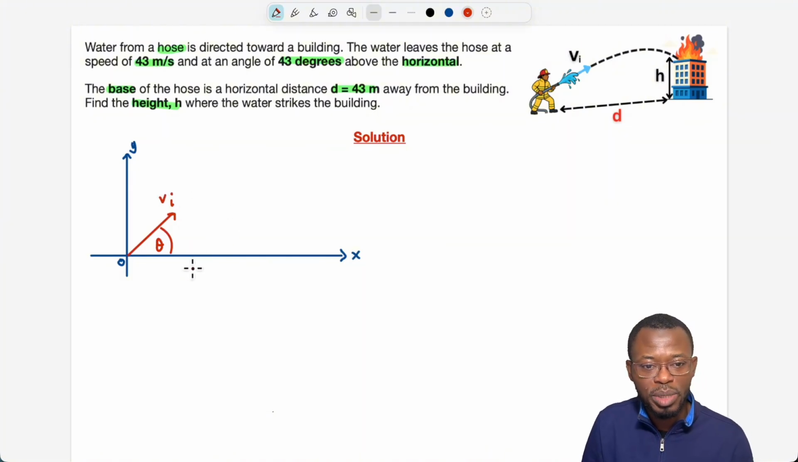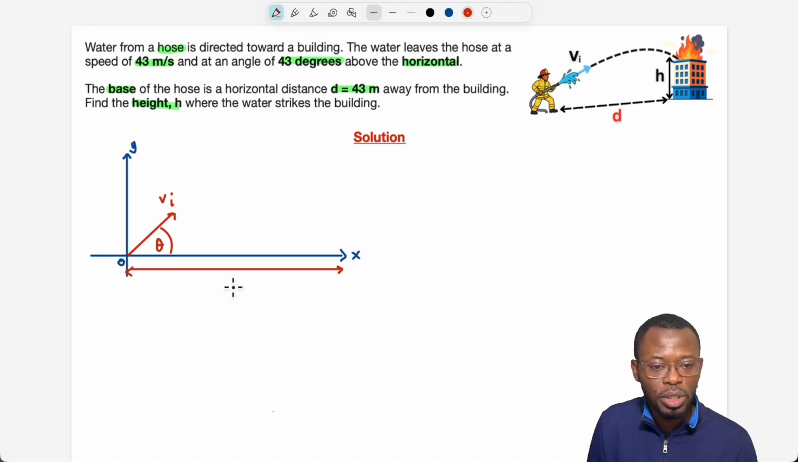That's the initial speed. This water is targeted at a building. So the target is a building and that building is located some distance d from the origin. That building is located here, okay? And then the building is the target, all right? So the goal is to calculate the height at which the water strikes this building. So the height we need to calculate is going to be the vertical height h. So we need to find the height, that is this point where the water strikes this building.